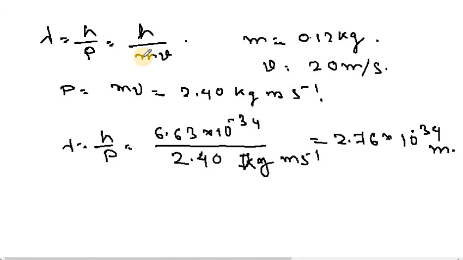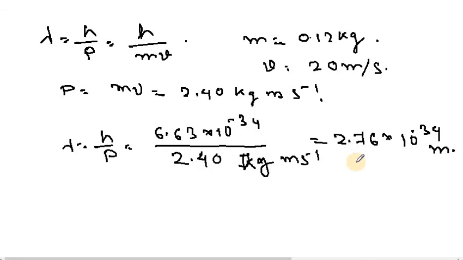So why can we not see the wavelength, or the radiation, of a cricket ball having mass 0.12 kg and moving with a velocity of 20 meters per second? Let's calculate. The momentum of the ball, or any kind of mass of 0.12 kg, is mv, mass times velocity, equal to 2.4 kg meter per second. We know the value of the Planck constant, h equals 6.63 times 10 to the power minus 34, and with the momentum p equal to 2.4, we observe that the wavelength is 2.76 times 10 to the power minus 34 meter.